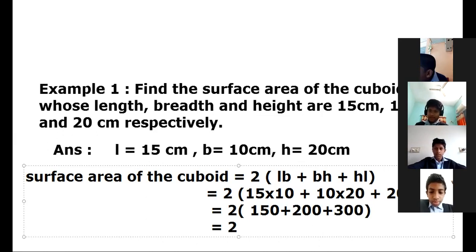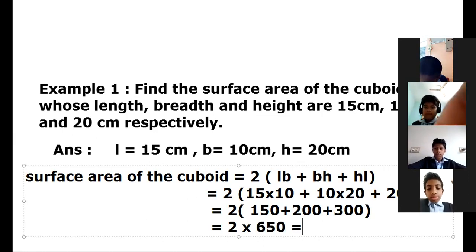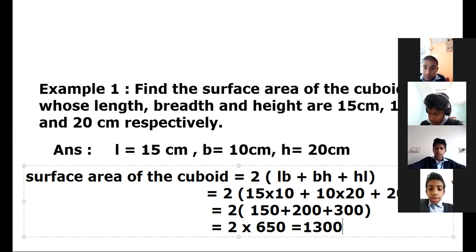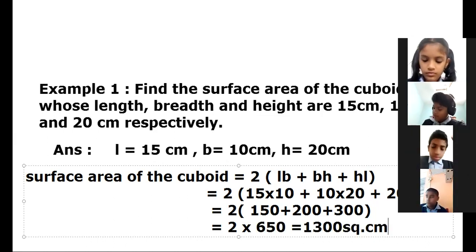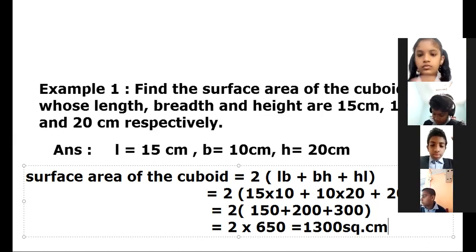Then it will become 2 into 300 plus 200, 500. 500 plus 150, 650. Okay, 650. It will give you 1300 square centimeter. Clear? This is area, so its unit is square centimeter. Clear?